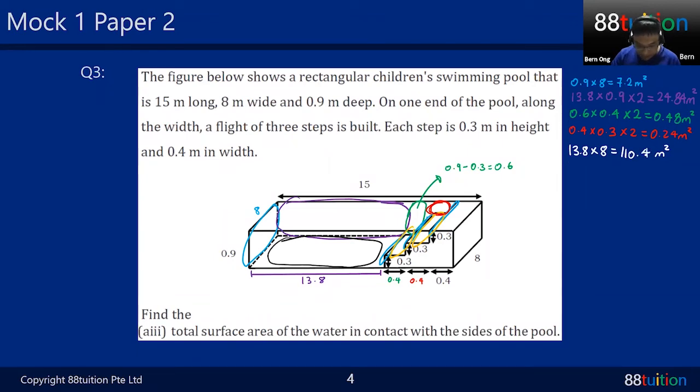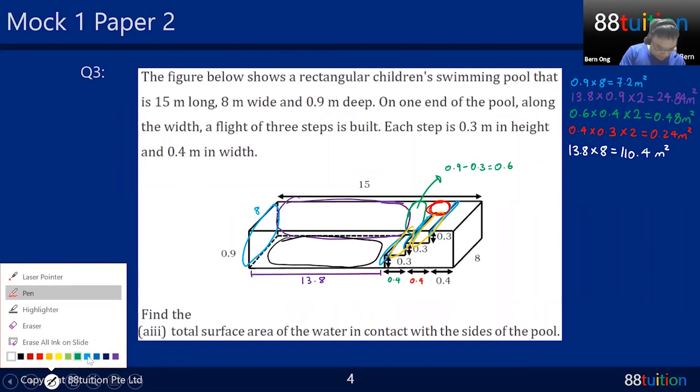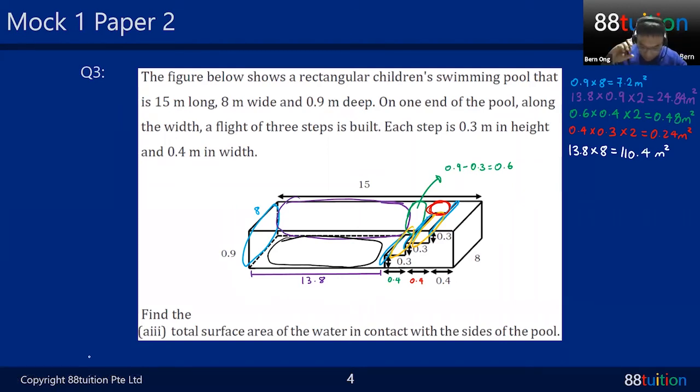Okay, now we have to find the steps. Let's go and find the blue steps. So one blue step touches the water, this portion. It's actually 0.3 times what? 8. 0.3, the height touches the water, times the 8. And how many steps are there? 1, 2, 3. Can you see? Oh, be careful. 7.2.